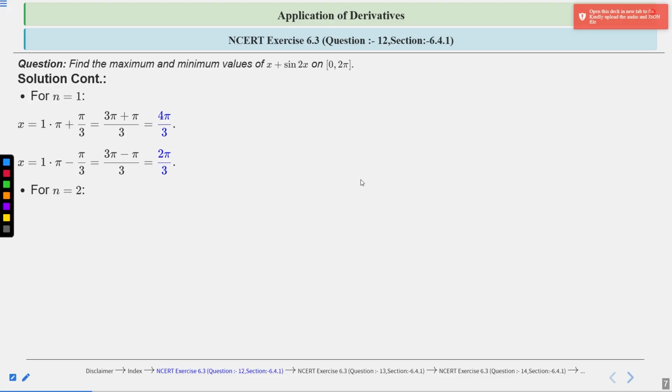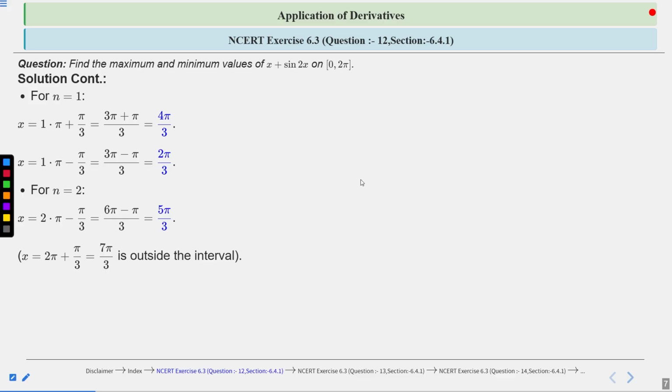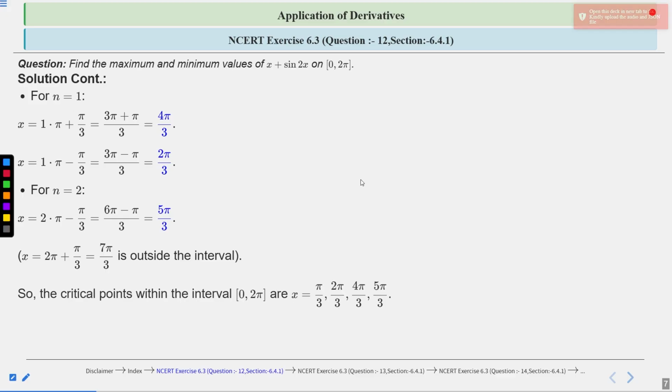Now for n is equal to 2, x is equal to 2 into pi minus pi by 3. After solving this, we will get x equal to 6 pi minus pi upon 3, which is equal to 5 pi upon 3. Hence x equal to 2 pi plus pi by 3, which is equal to 7 pi by 3, is outside the interval. So the critical points within the interval 0 to 2 pi are x is equal to pi by 3, 2 pi by 3, 4 pi by 3, and 5 pi by 3.